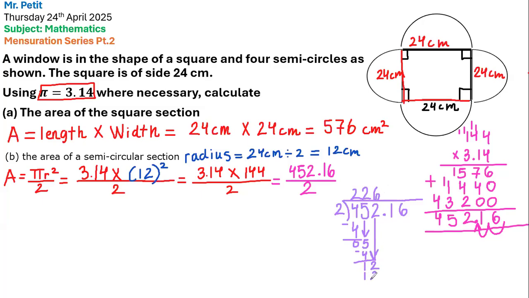12 minus 12 is going to be what? 0. And we bring down the 1. How many times does 2 go into 1? 0 times. 2 times 0 is going to be what? 0. 0 minus that gives us what? 1.